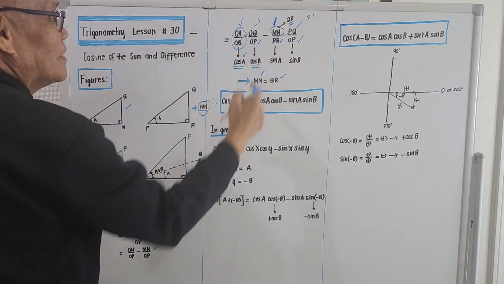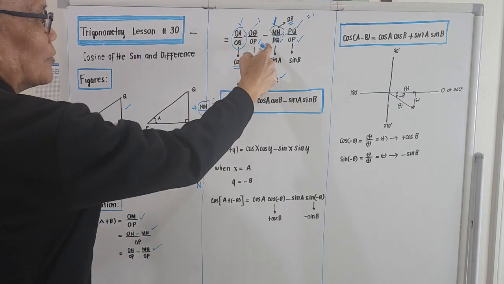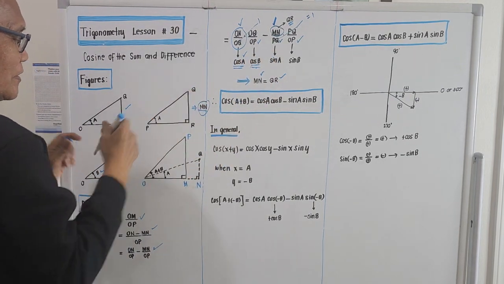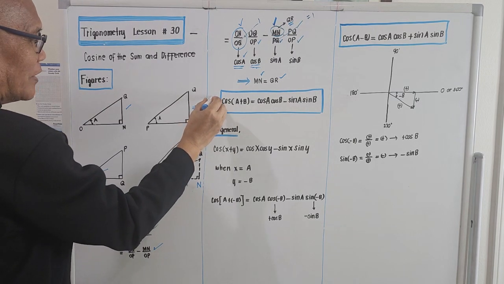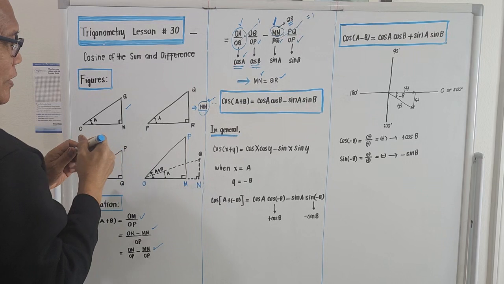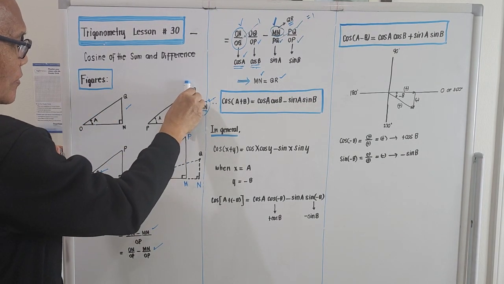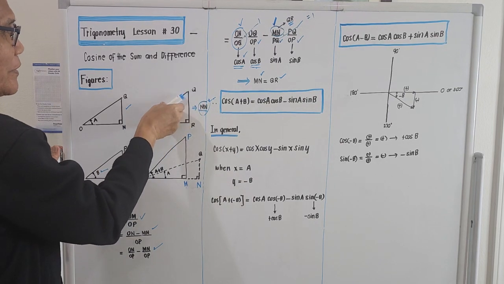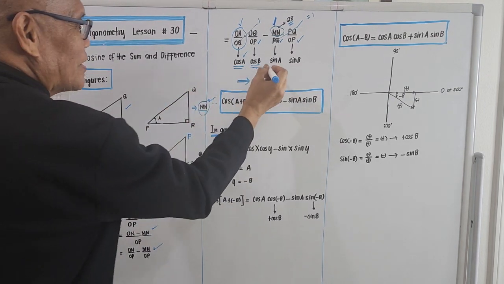Minus, from the given figure, the ratio QR over PQ. QR, this is QR. And that is actually equal to MN. Okay? This was derived from the circular figure. The ratio QR over PQ is actually sine of angle A. So this is sine of angle A.